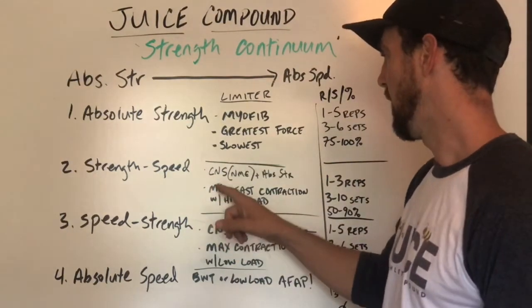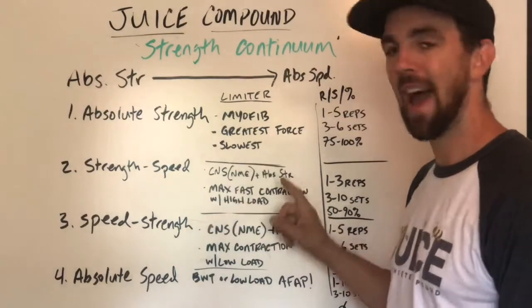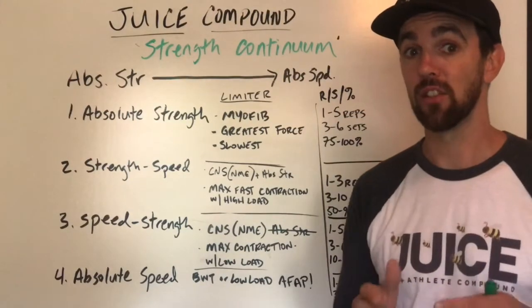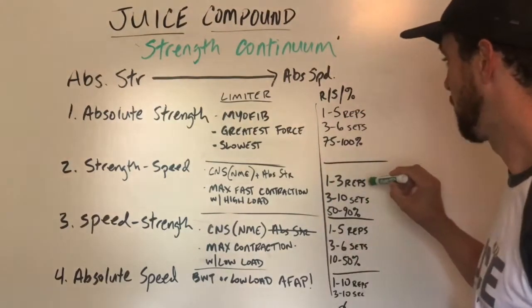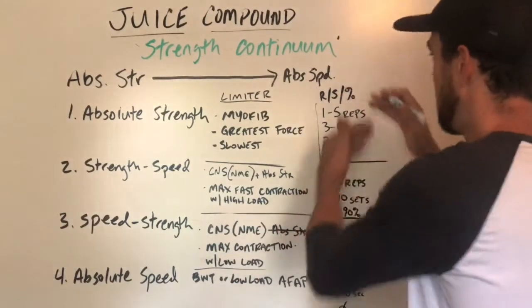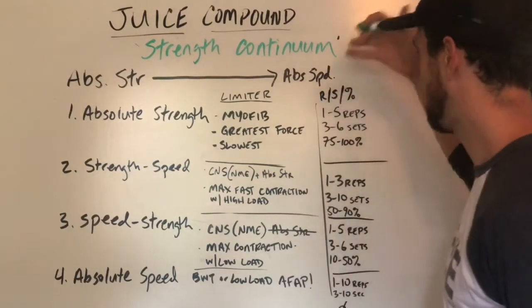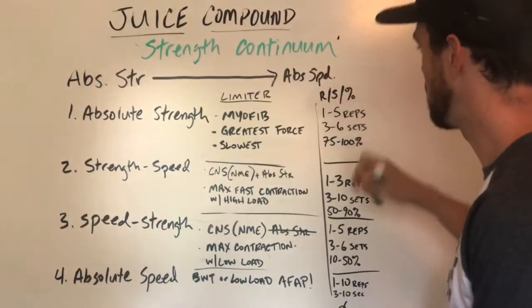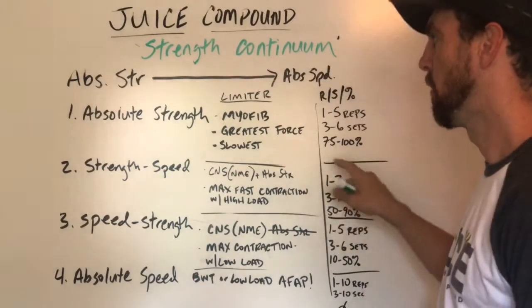The next one is our maximal fast contraction with a high load. So here we're looking for 1 to 3 reps at a time. Yeah, you could do 4s. Again, these are the general parameters. You could go to 6 reps if they're really fast. Sure, you can do that. 1 to 3 reps here for strength speed.